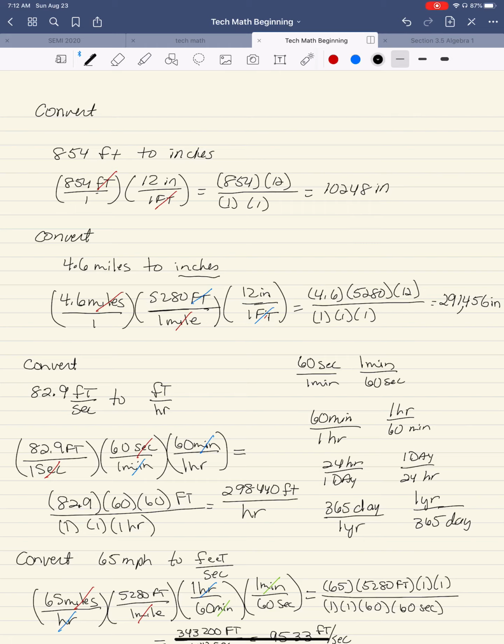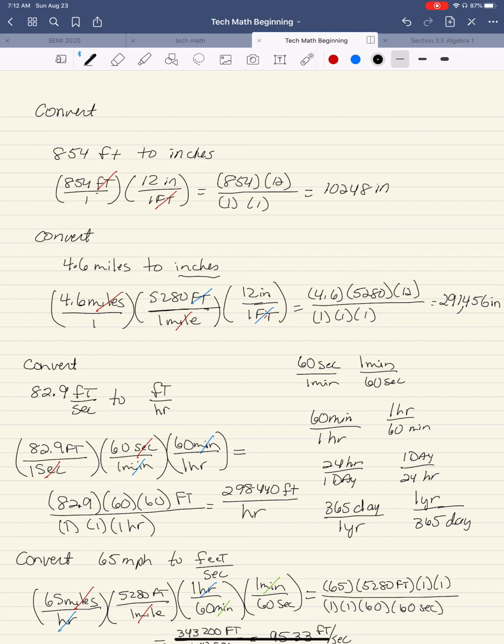So if you want to convert 82.9 feet per second to feet per hour, you line it up, 82.9 feet per second, and this time I'm going to get my seconds to cancel. My feet are fine, I just need to go from seconds to hours. So 60 seconds in 1 minute. Notice I put the seconds in the numerator because the original has the seconds in the denominator. Seconds divide by seconds. Then I need to cancel out my minutes, so 60 minutes in 1 hour.